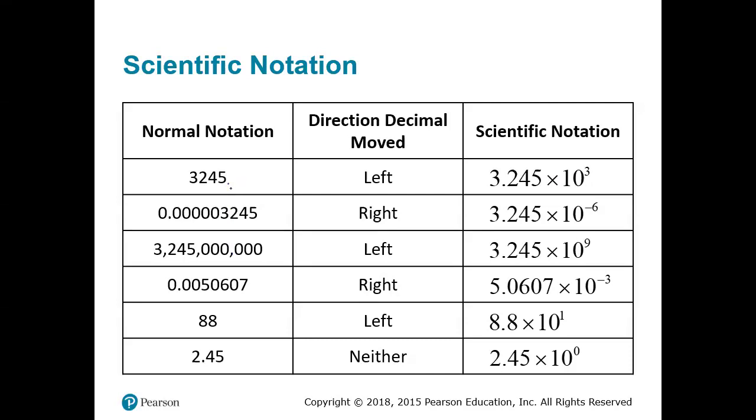To turn it into scientific notation, I need to move this decimal point from here to there to get it to 3.245. I had to move the decimal point 1, 2, 3 places to the left. And so my exponent there is positive 3. And if I was confused about whether it's positive or negative, just look at the number again itself. The number here is greater than 10, so it's going to be a positive number.